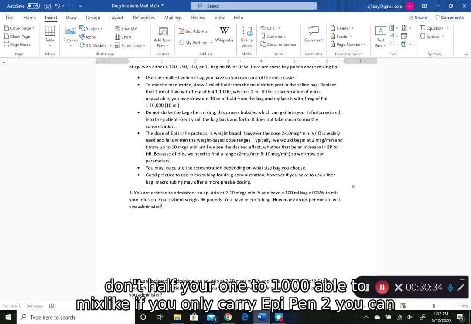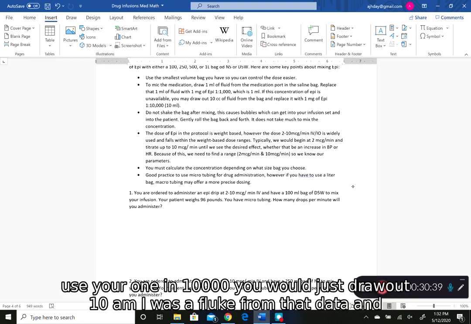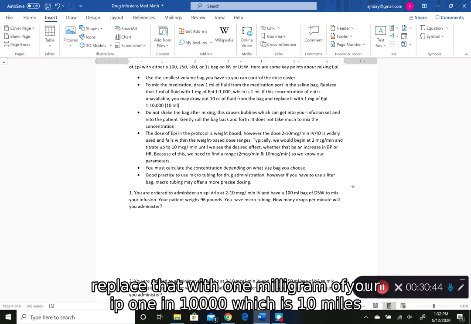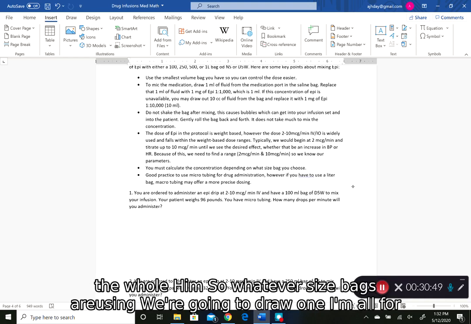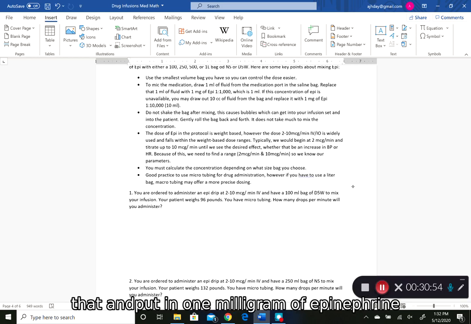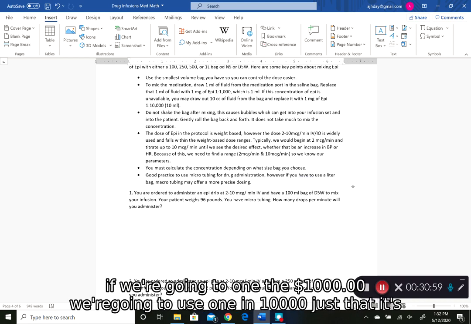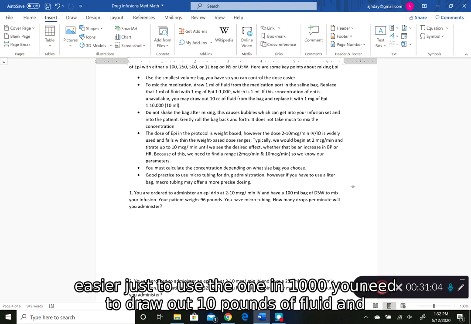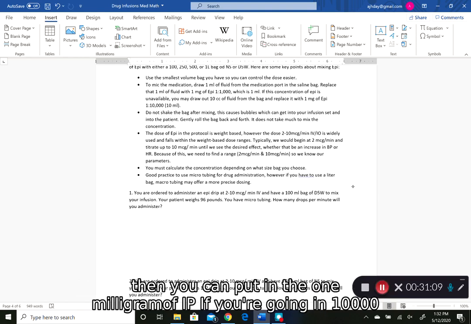If you don't have your 1 to 1,000 able to mix, like if you only carry EpiPens, you can use your 1 in 10,000. You would just draw out 10 mLs of fluid from that bag and replace that with 1 milligram of your epi 1 in 10,000, which is 10 mLs, that whole amp. So whatever size bag we're using, we're going to draw out 1 ml of fluid and put in 1 milligram of epinephrine if we're using 1 to 1,000. If we're going to use 1 in 10,000, which is not as easy, it's easier just to use the 1 in 1,000, you need to draw out 10 mLs of fluid, and then you can put in the 1 milligram of epi of your 1 in 10,000.